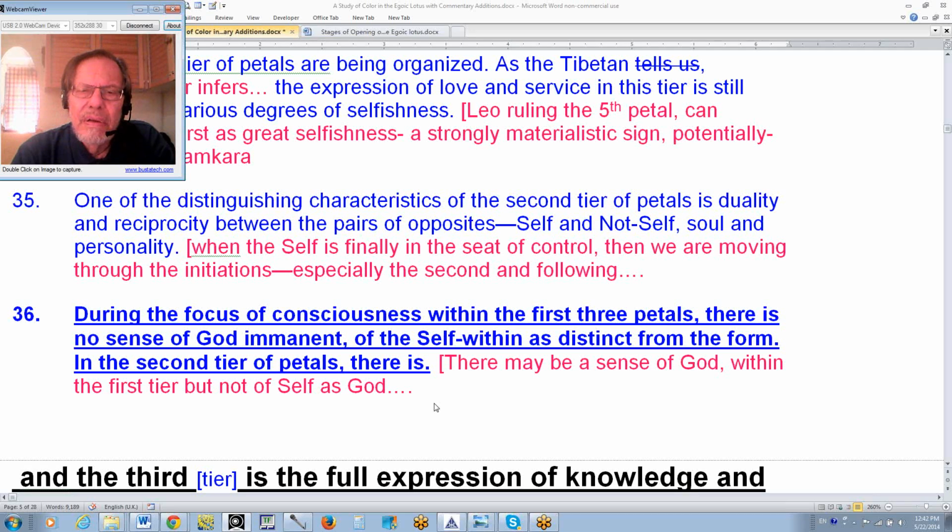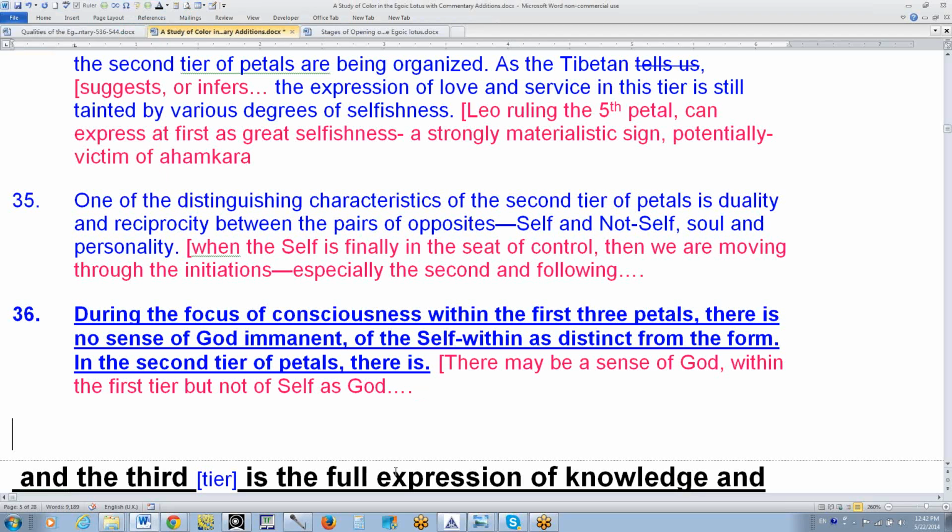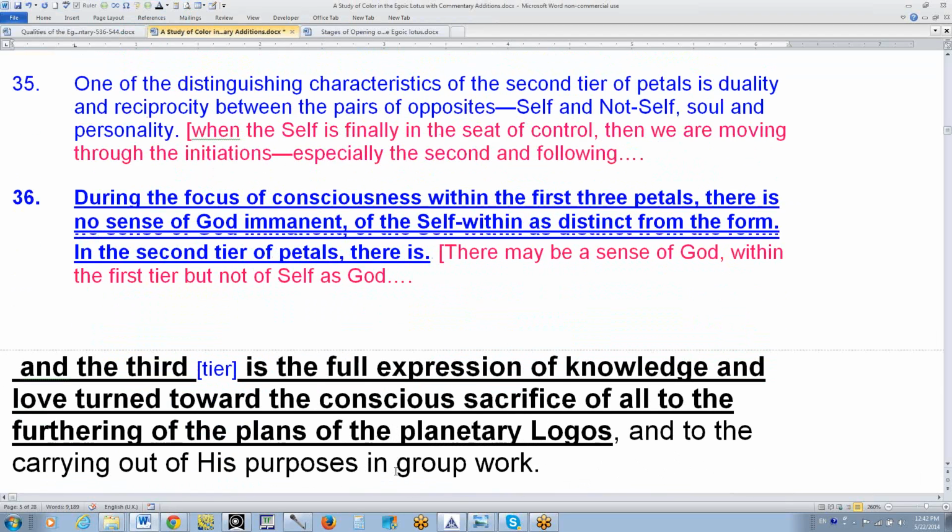But then you would have to explain what you mean, and mostly the intellect of those who are ready to punish for that infringement is not an intellect which has been developed sufficiently to understand what you might say about identification. And the third tier is the full expression of knowledge and love, turned towards the conscious sacrifice of all to the furthering of the plans of the planetary logos and to the carrying out of his purposes.